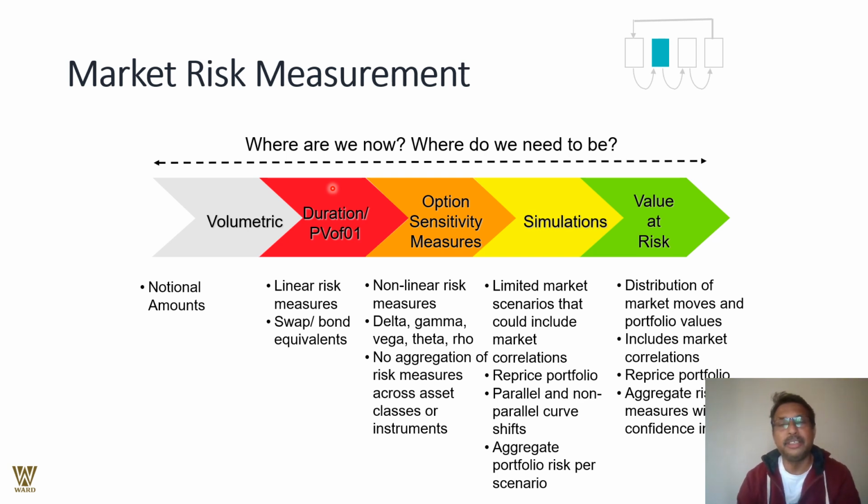This is option sensitivity. Then we have the simulation, as in limited market scenarios. That could include market correlation, repricing the portfolio, parallel and non-parallel curve shifts, and aggregating portfolio risk per scenario. Value at risk is the distribution of market moves and portfolio values. It includes market correlation, repricing the portfolio, and aggregating risk measures with confidence. This is what we look at every now and then.